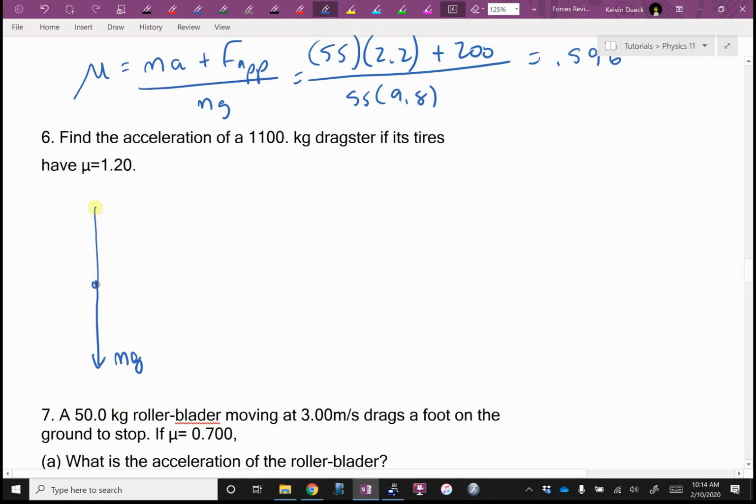Normal force, ground pushing back up. What else? Well, if the dragster is accelerating to the right, I know there's a force pointing that way. Which force is that?